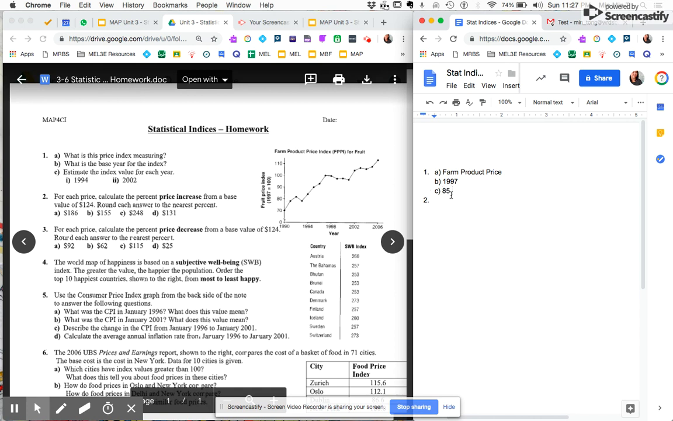You can write 85 if no unit is written. I guess I forgot to highlight in this homework sheet, this is actually $85. But if no unit is indicated, you can just simply list it without a unit. If I were to look at the second part, C, the index for 2002, I can see that it's probably hitting around $105.